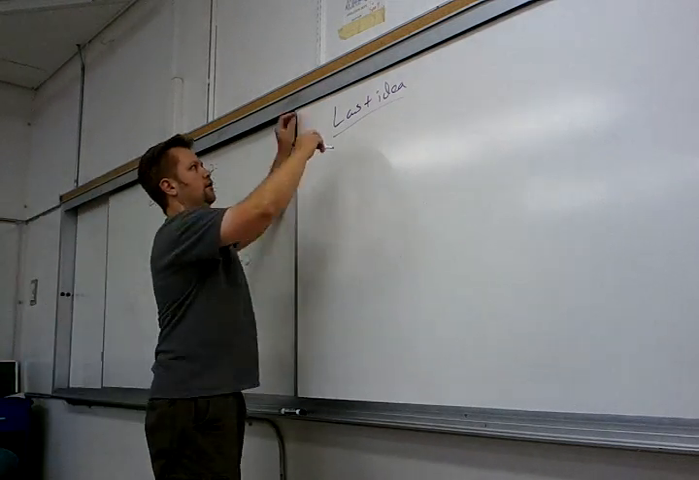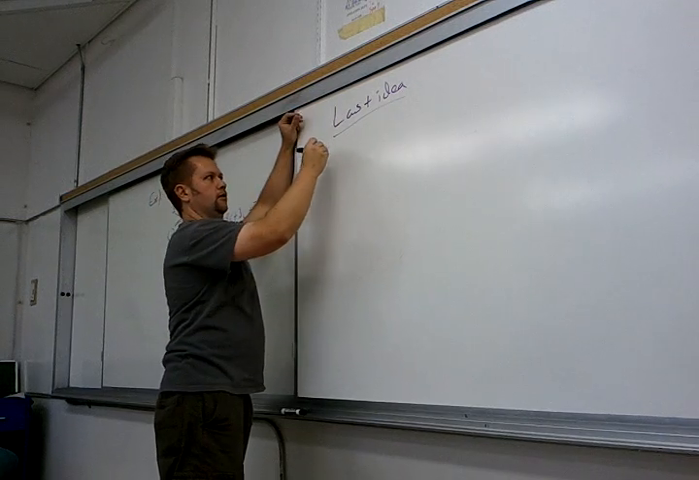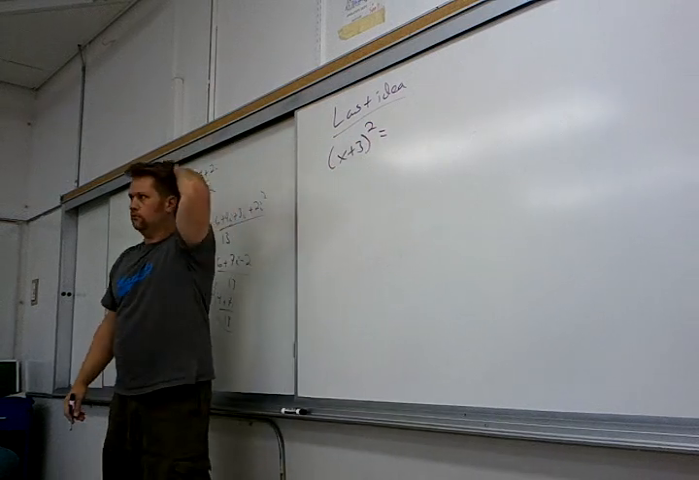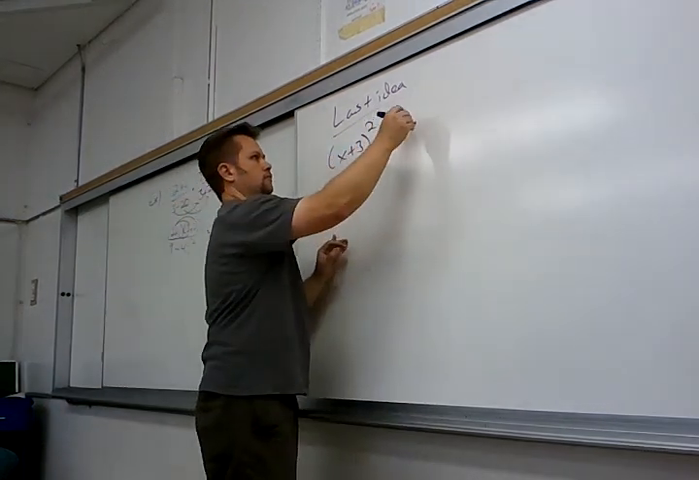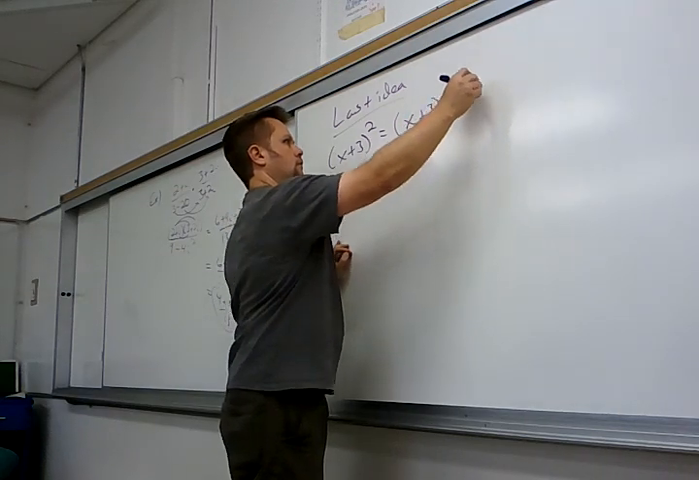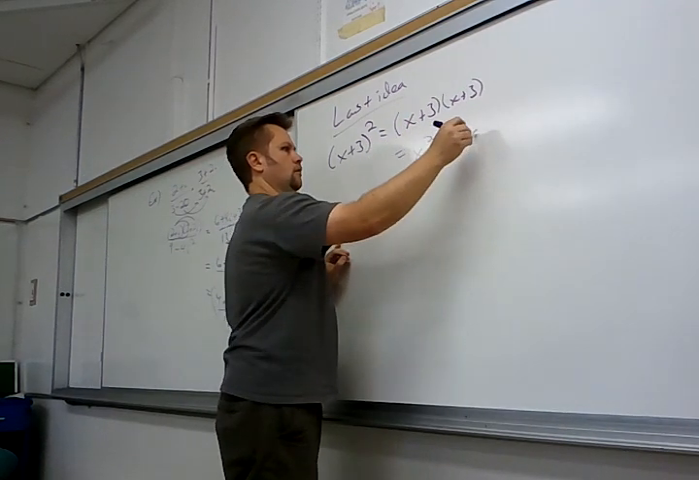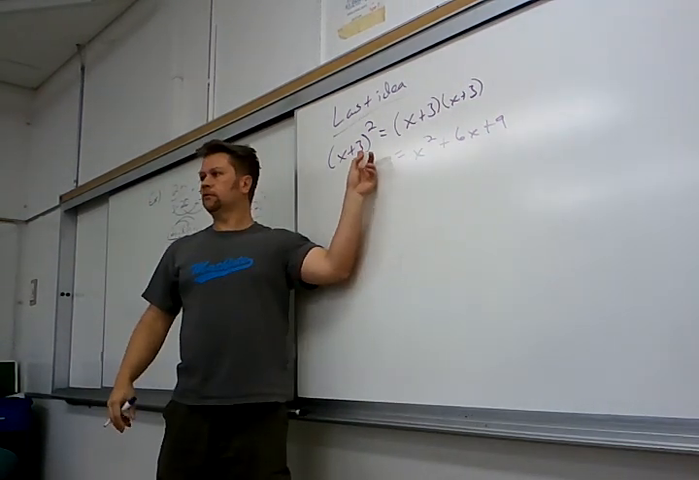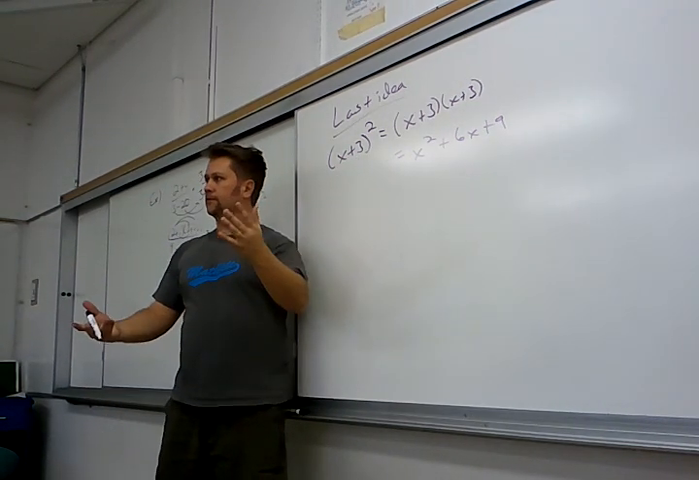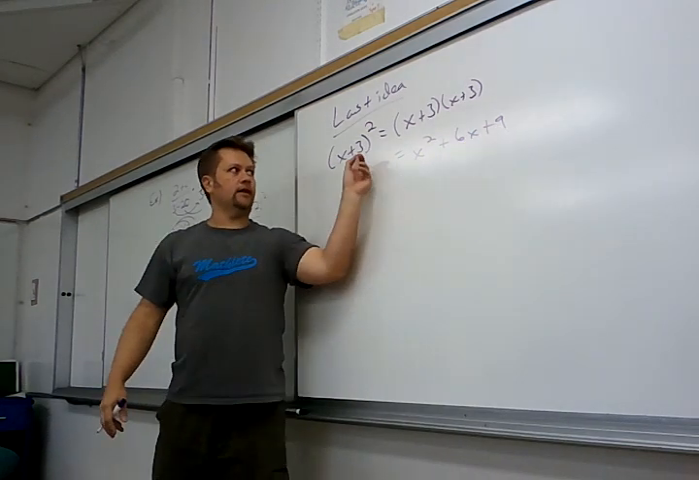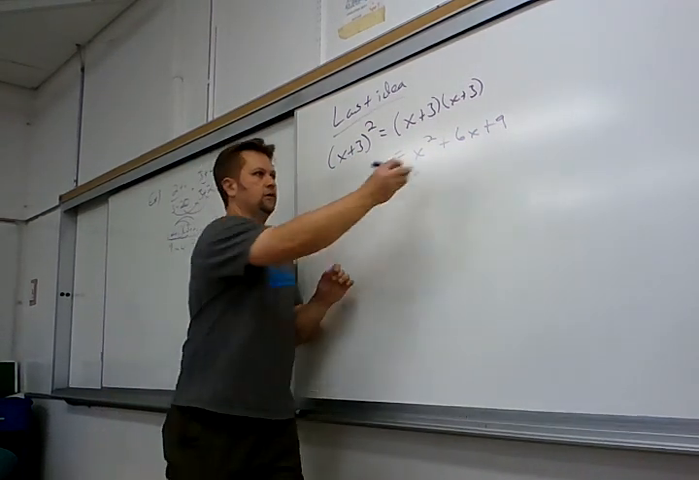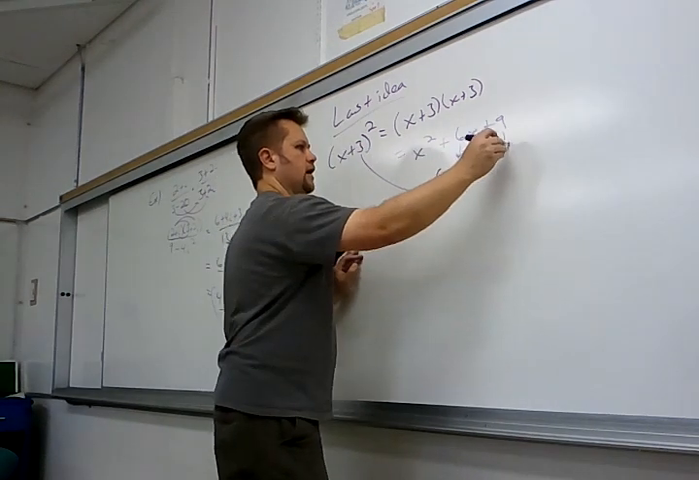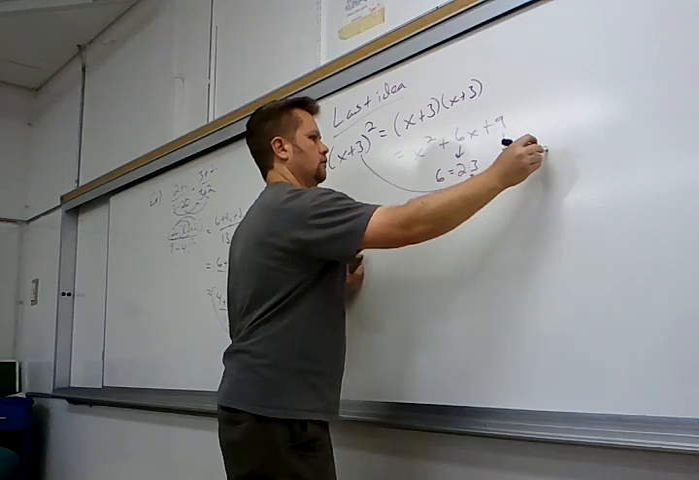Alright, so you're sitting there. What do I get when I square that? x plus 3 and x plus 3. Okay, so x squared plus 6x plus 9. Is that cool? How is 6 related to that 3? It's twice, two threes. How is 9 related to that 3? It's 3 squared. So this 6 is 2 times the 3 here, and this 9 is that 3 squared.